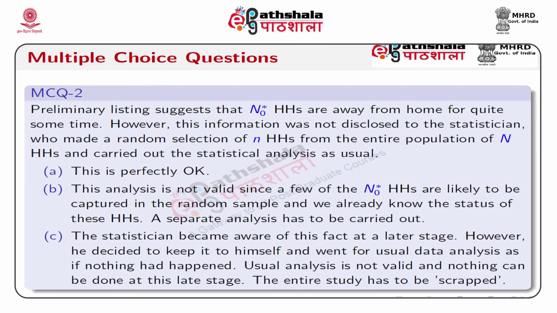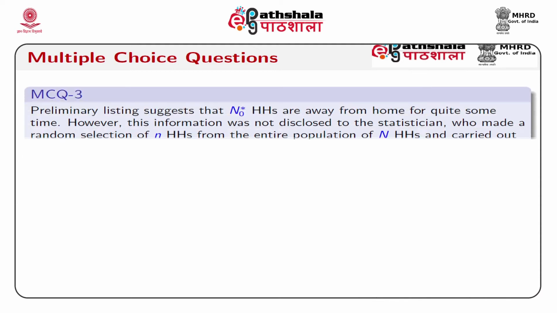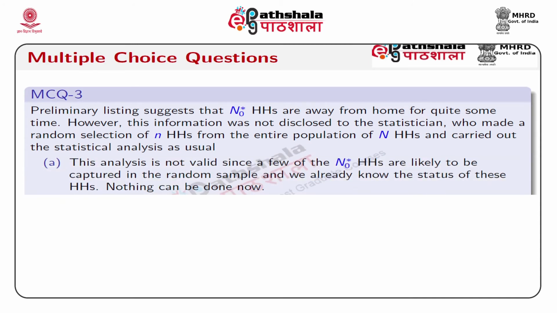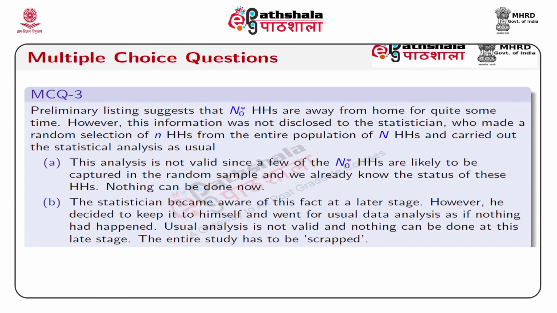Now, let us see another question, 3. Preliminary listing suggested that n star households are away from home for quite some time. However, this information was not disclosed to the statistician who made a random selection of small n households from the entire population to carry out the analysis. This analysis is not valid since a few of the n households are likely to be... Is this going to be a repeat of what we had earlier, or is it a different thing? There must be something different here. The statistician became aware of this fact at a later stage. However, he decided to keep it to himself and went for the usual analysis. The entire study has to be scrapped. Usual analysis is not valid and nothing can be done at this stage.